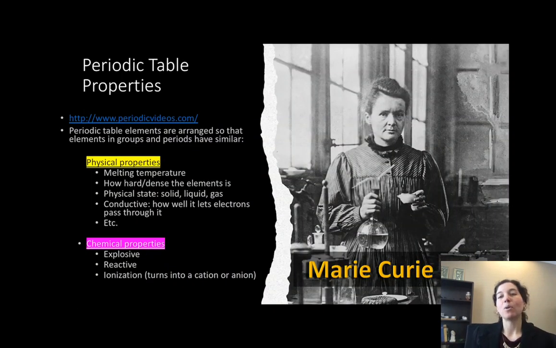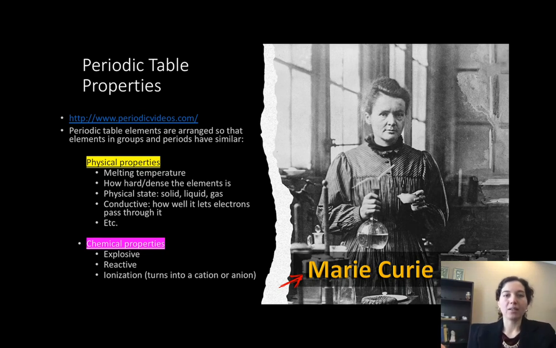So the periodic table was assembled by all of these smart people, and the reason it was assembled is so that the elements grouped together have similar physical and chemical properties. Here's one of our element discoverers, Marie Curie, super famous. We'll talk about her whenever we get to nuclear chemistry.